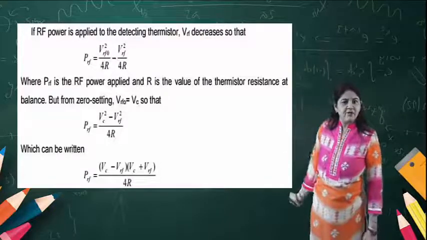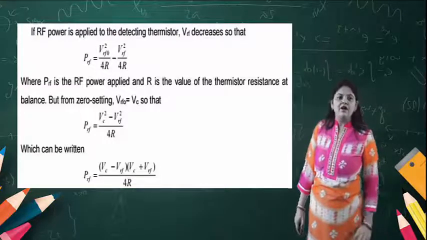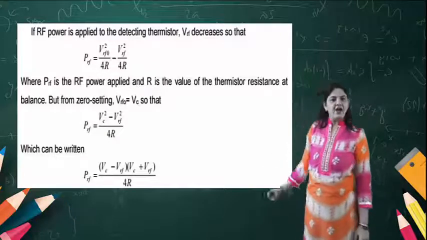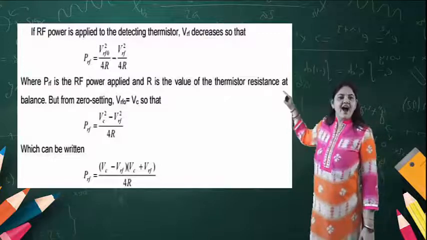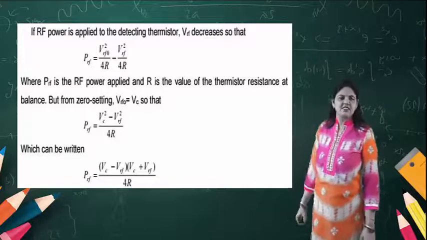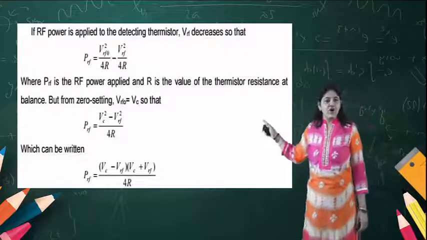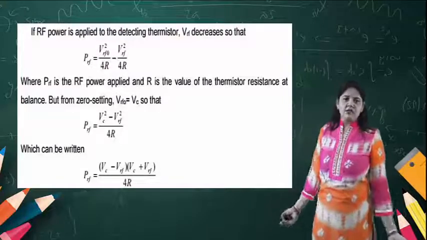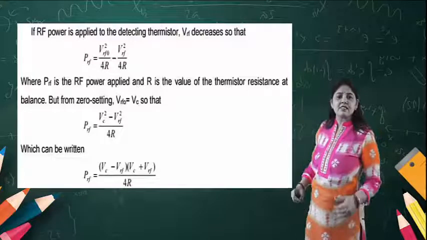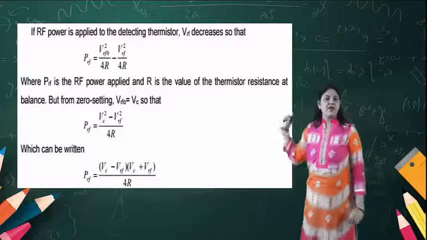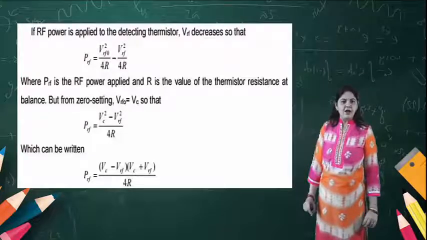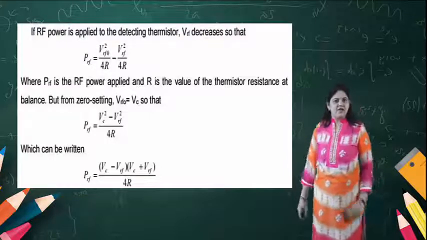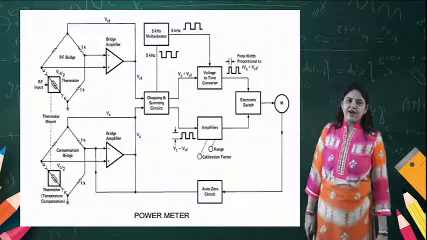So what is your PRF value? It is VRF square upon 4R, where PRF is the RF power applied and R is the value of the thermistor resistance at the balance. But from the zero setting, this value can be changed. So now PRF is VC square minus VRF square upon 4R, which can be written as A square minus B square. You can write this formula for finding the power.